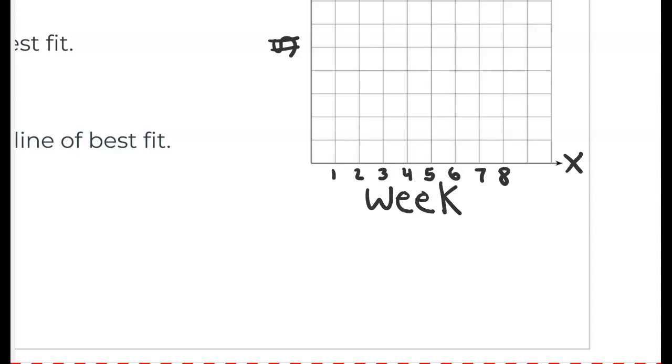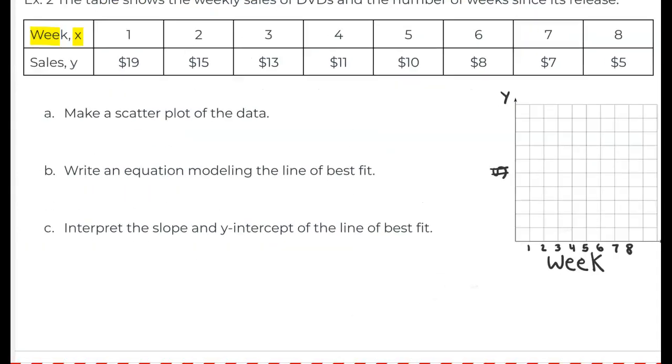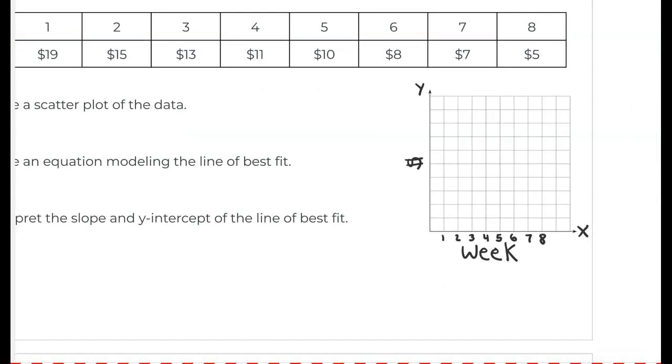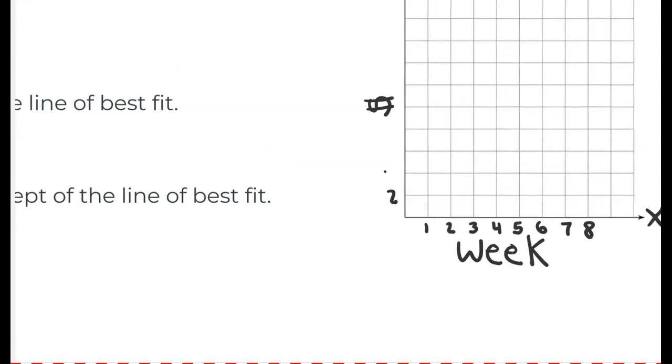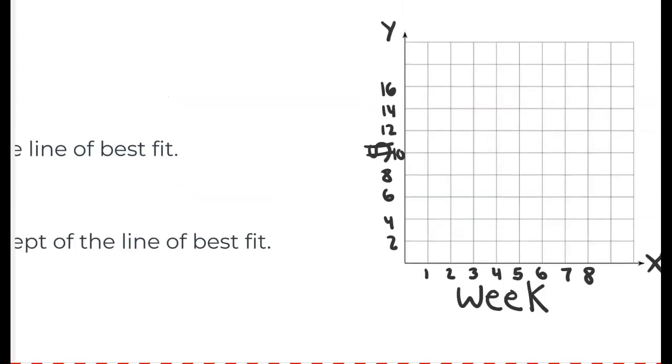We can't do the same thing for our y-axis because our highest number is 19 and our lowest number is 5. So if we were just to go up by 1 each time, we'd only get up to, would that be 10? If we go up by 2s, we would get up to 20. So we're going to use that. We're going to go up by 2s here. We're going to say 2, 4, 6, 8, 10, 12, 14, 16, 18, 20.